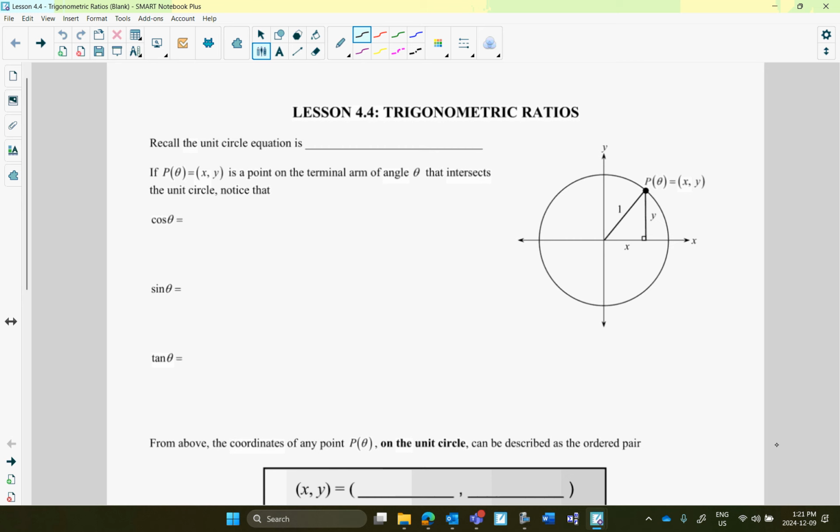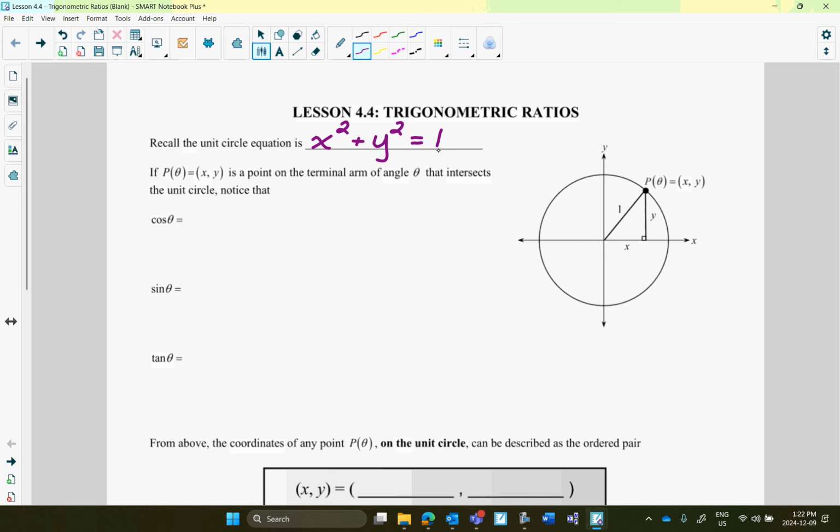So putting this all together, remember the unit circle equation is the x coordinate squared on the unit circle plus the y coordinate squared on the unit circle will always equal 1. And you can see it here, because if we did Pythagoras, this squared plus this squared must equal 1 squared, which is 1. Okay, now we can actually apply some trig.